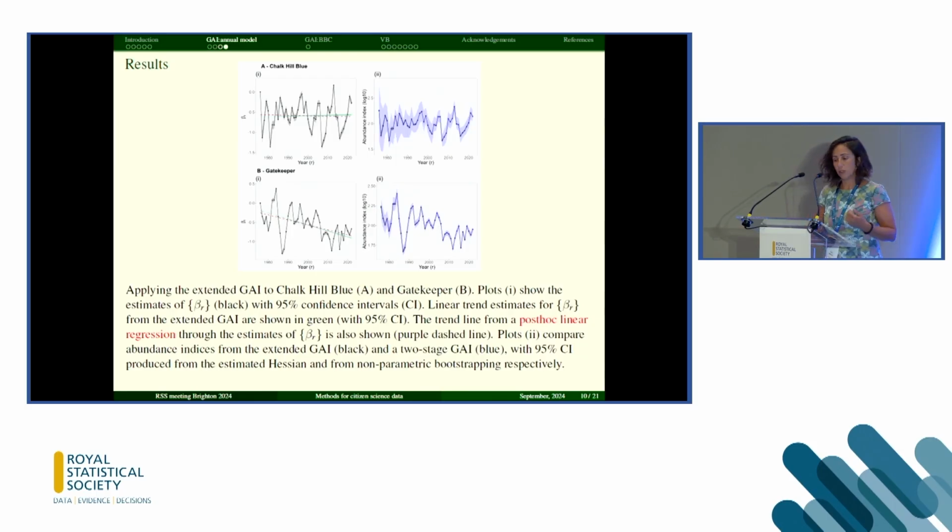So these are some of the results we have in the paper. What we've got here are these time trends, these time effects, these beta R's, and you can see here, for example, for the gatekeeper, a clear decreasing trend over time. And in the paper, we also compare this new extended approach to the two-stage approach that's been used until now and discussed.